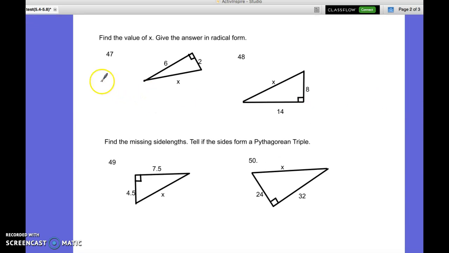I trust you'll say that it's the x, the hypotenuse, which is the one opposite the largest angle, which is the right angle. So we've got c squared is equal to a squared plus b squared.